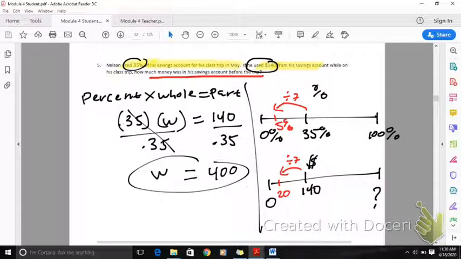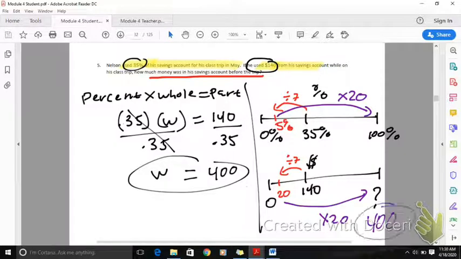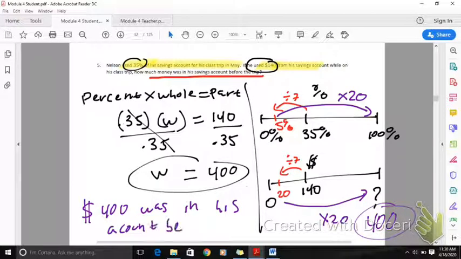How can we use that to figure out this? How do you go from 5 to 100? 5 times 20 is 100. And then down here, we do exactly the same thing. What's 20 times 20? 400. So that means $400 was in his account before the trip.